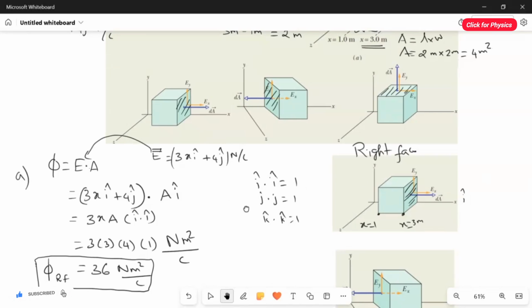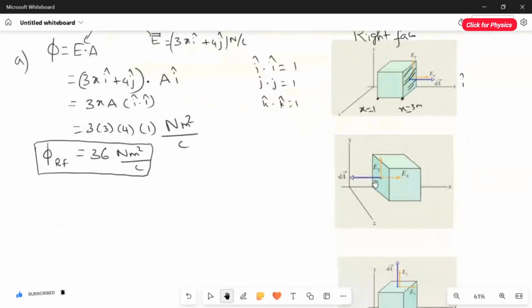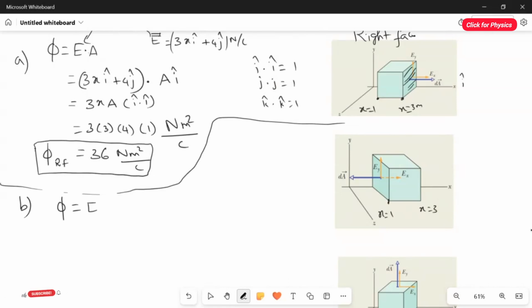Likewise, we have to do the same thing for the left side. So let's consider this diagram. I'm going to use the same rule. So better I can make the partition here. I'm going to consider the left side, where the edge side is x equal to 1, and this side is 3. So I have to do the same thing for B part: flux equals E vector dot A vector. If you substitute the E vector value, which is given in the question, 3x I cap plus 4 J cap, dot product with the area vector.